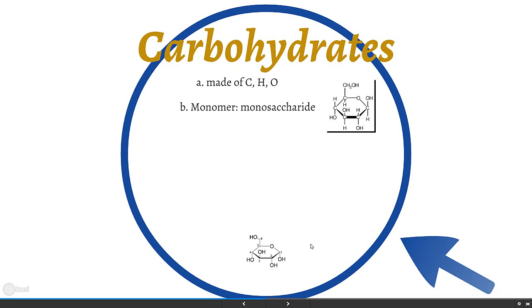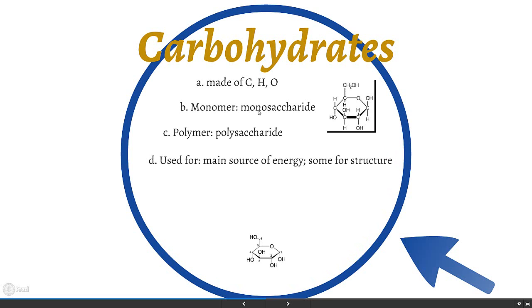One little carbohydrate piece, one monomer, is called a monosaccharide. So the picture to the right gives you an example of a monosaccharide. If I took lots and lots of monosaccharides and hooked them up, so if I took this picture and just copied it end to end to end and made a long chain, I'd be making a polysaccharide. Poly means many, mono means one.